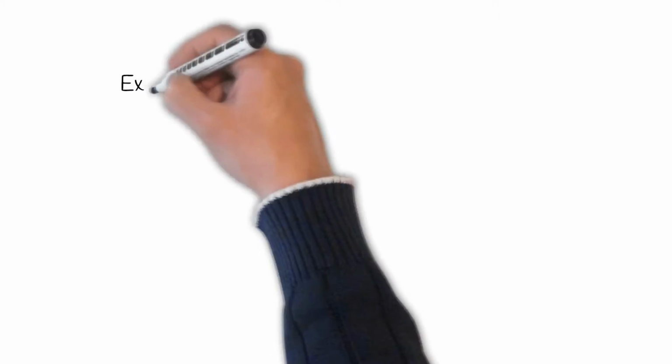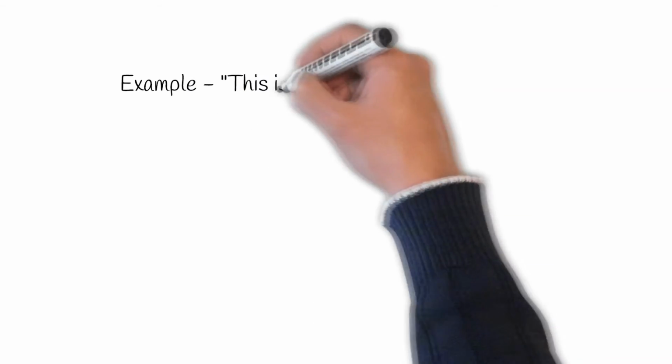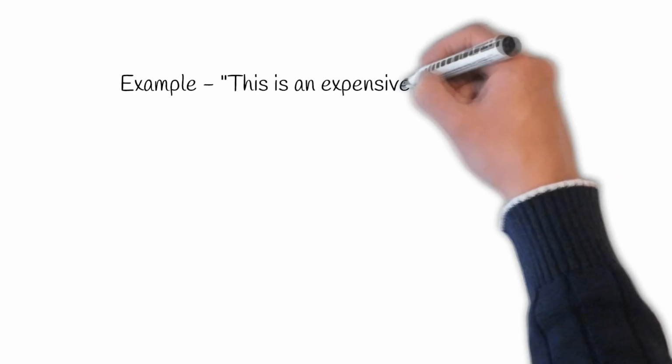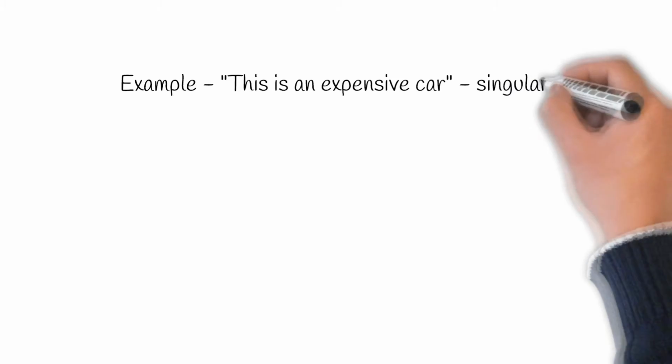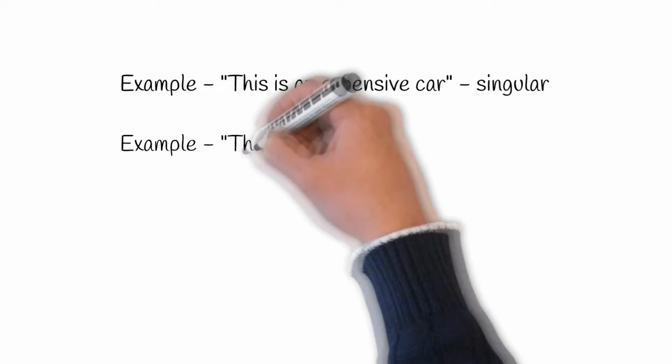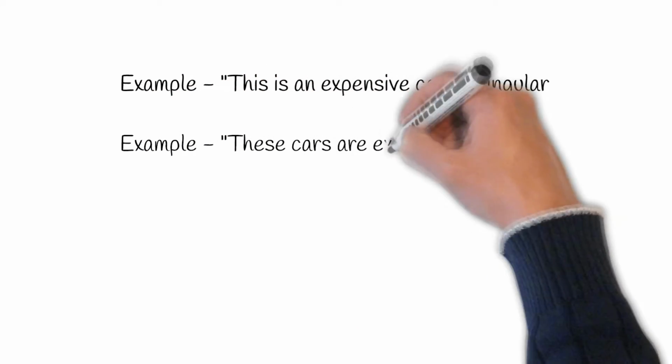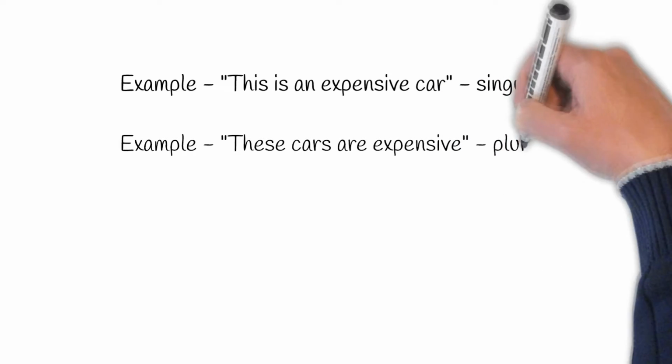Let us look at a few examples. This is an expensive car. Here the word is is used for singular objects. However, these cars are expensive is a case where we are talking about plural objects.